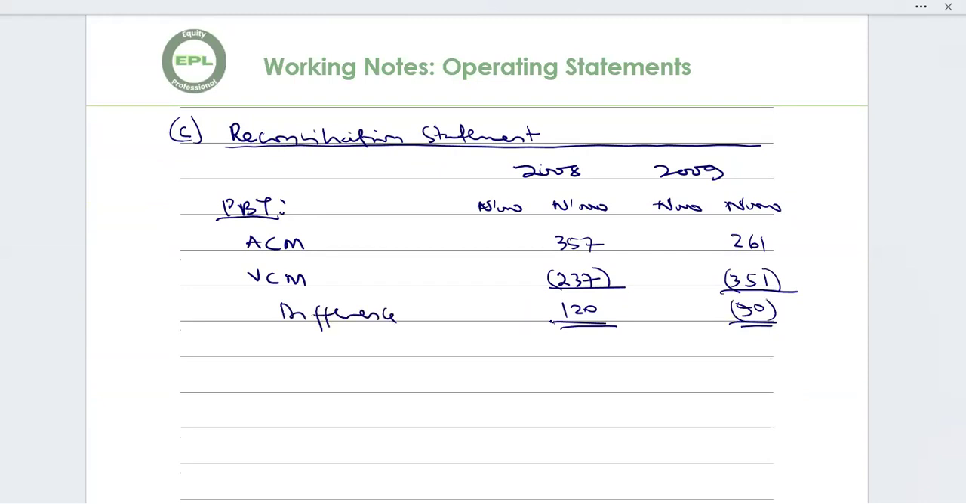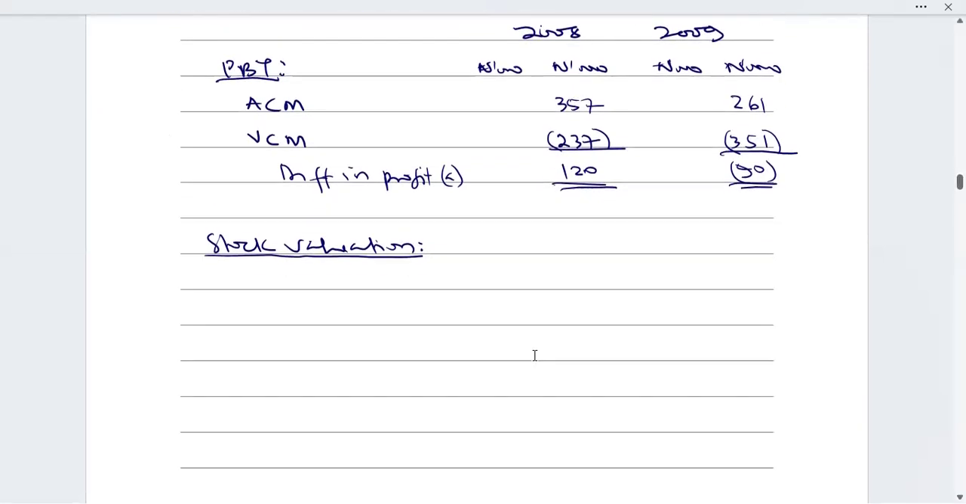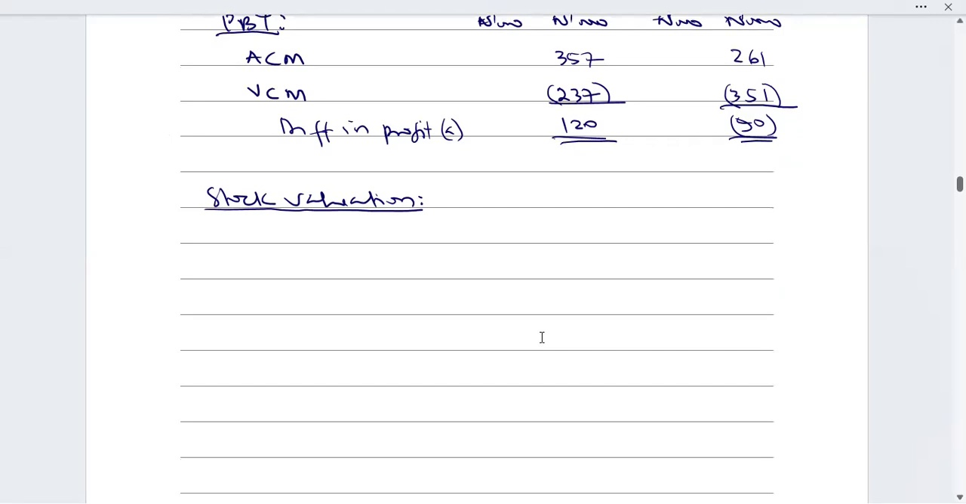So this represents the difference. Let me shorten it: difference in profits, number A. Then let's go and do the difference in stock valuation. Remember, the main reason causing conflict between the two techniques is the method of valuing stocks. So when I want to determine the difference in stock valuation, I will start from closing stock.